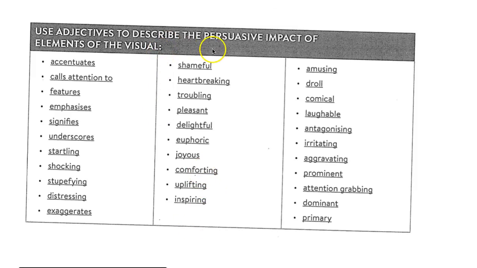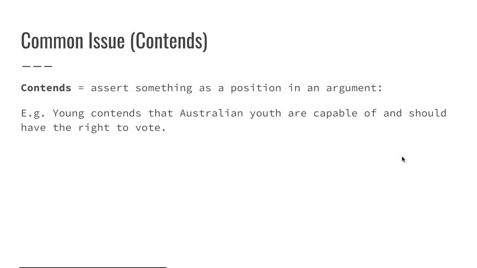Again, this is some adjectives to describe the persuasive impact of the visual. So you might say the shameful image of, the heartbreaking image, the troubling picture, the pleasant view, whatever it is, you can use any of those words there. And if you're looking to develop your vocab, these are a few very good word choices that you could put down in your folder. Common issue, the word contends.